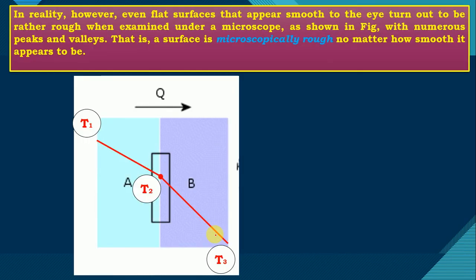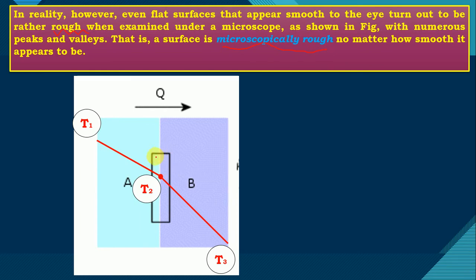Now let's move forward. That is the assumption we have seen, but in reality, even a flat surface that appears smooth to the eye turns out to be rather rough when examined under a microscope. The surface which we observe to be very flat, when observed under a microscope, is found to be very rough, with numerous peaks and valleys. So under the microscope, the mating surfaces of A and B are observed to be microscopically rough.